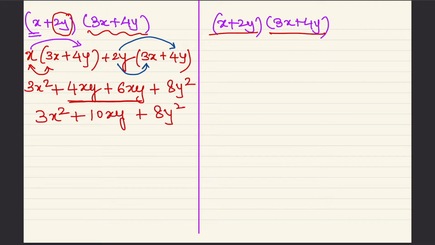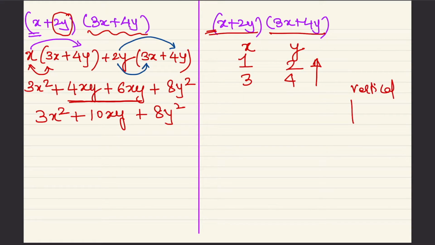First write the variables. Here x and y are the variables and the numerical value present before x and y are called the coefficient. So first write the variables x and y. The numerical coefficient of x is 1 here and y is 2. Write the numerical coefficient of the second bracket. For x it is 3 here and for y it is 4. Then you have to multiply this vertical. I'll write the answer of this vertical here.